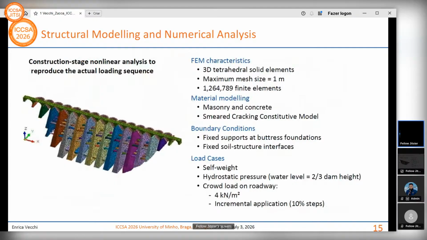So starting from the reconstructed geometry, we developed a 3D finite element model by means of an open source software. The models, as you can see from this characteristic, consist of approximately 1.26 million tetrahedral solid elements with a maximum element size of 1 meter, which allowed us to accurately reproduce the complex geometry characterizing our dam. Both masonry and concrete were modeled using the smeared cracking model, which is particularly suitable for simulating tensile cracking, while it also preserves the nonlinear compressive behavior of quasi-brittle materials.